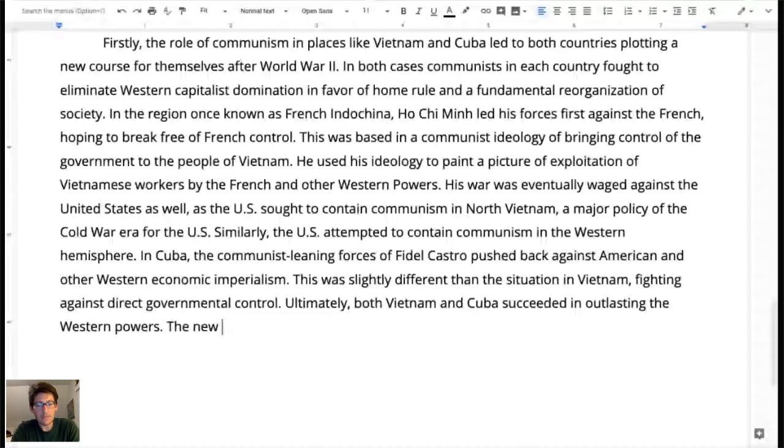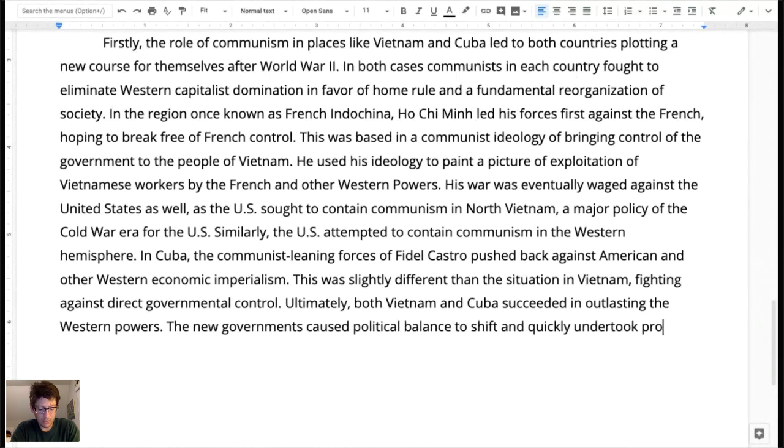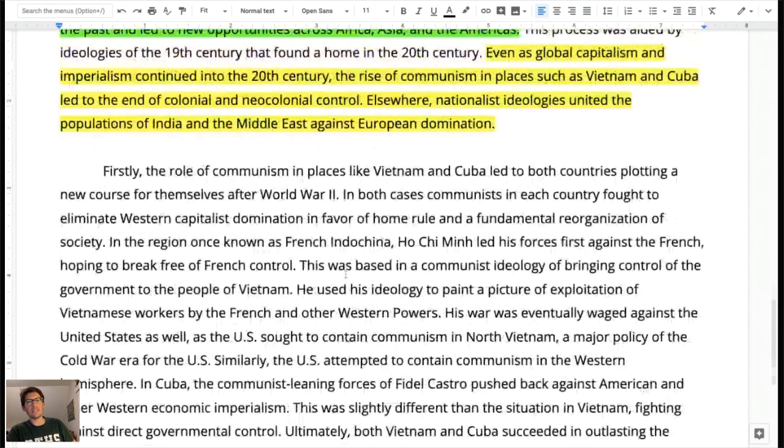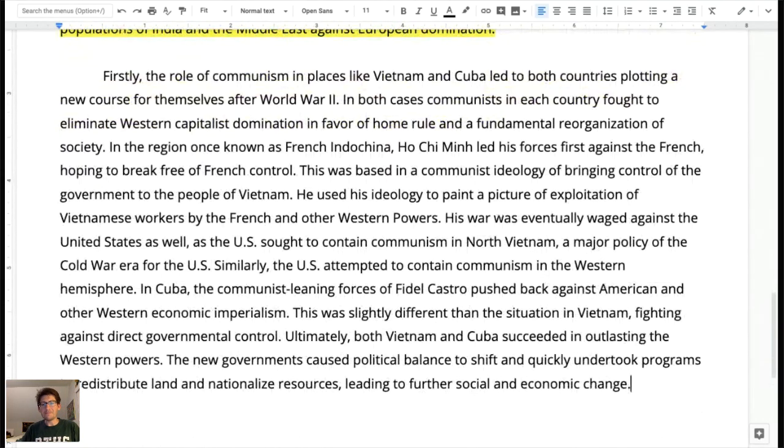New governments caused political balance to shift and quickly undertook programs to redistribute land and nationalize resources, leading to further social and economic change. Oh, I think this paragraph was too long, but that's what happens when I start typing, folks. I'm sorry. All right, so the end of this paragraph.